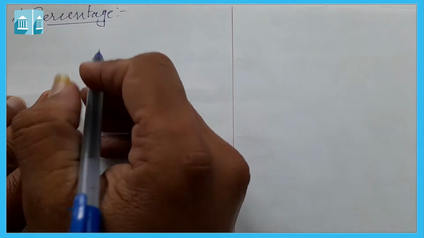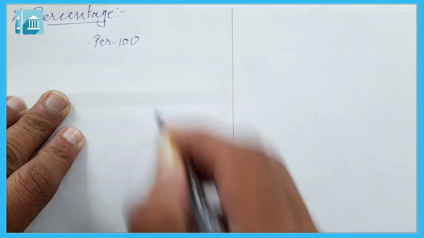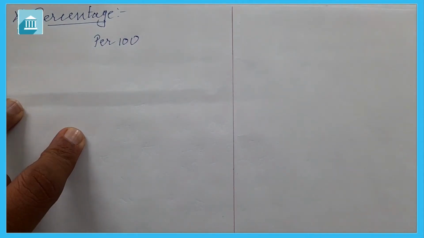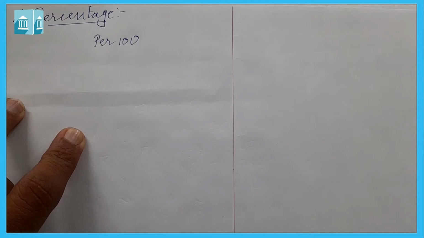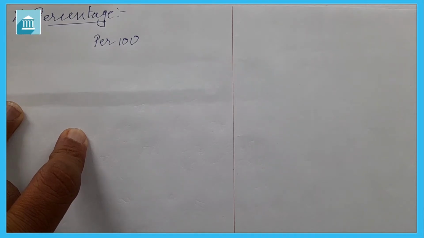In the last session we learned about ratio, which is the comparing of two quantities. Now today in this session we are going to learn percentage. In 6th standard you had already learned what percentage is. Let us just revise. Percentage means per cent, that is per 100. When we compare any quantity per 100, that is known as percentage. It is another way of comparing quantities.